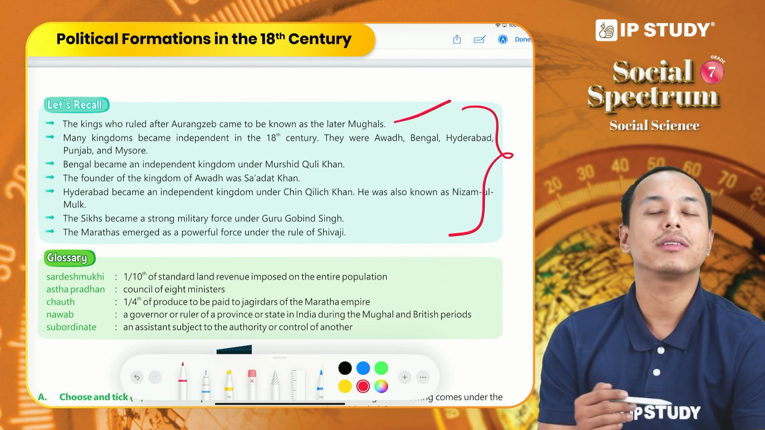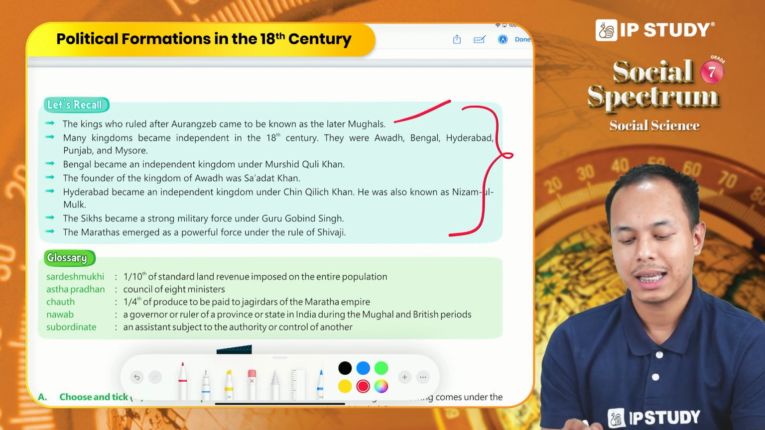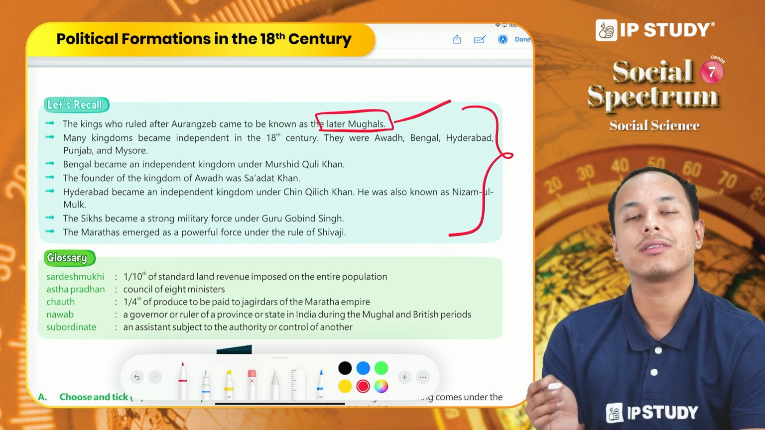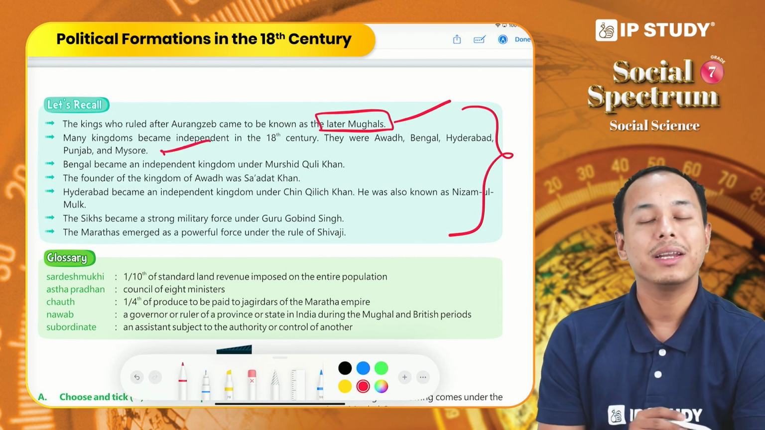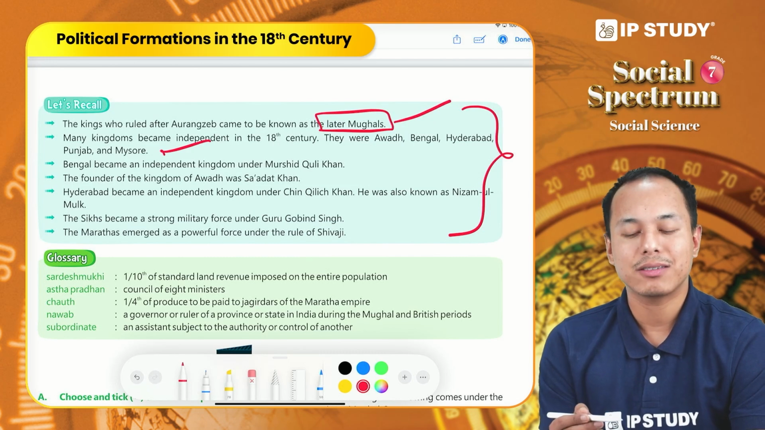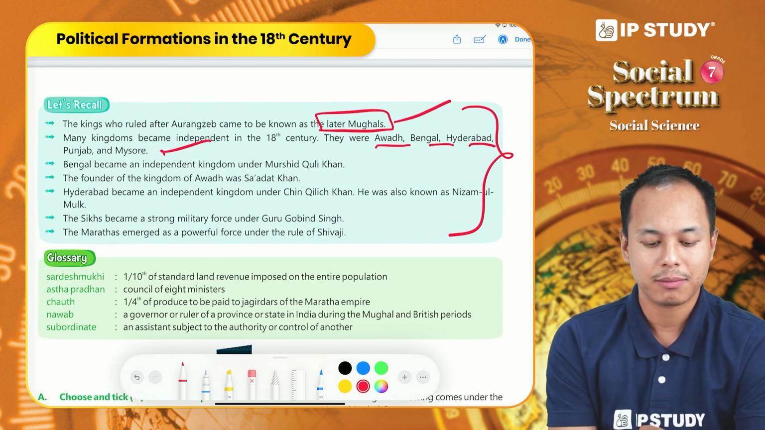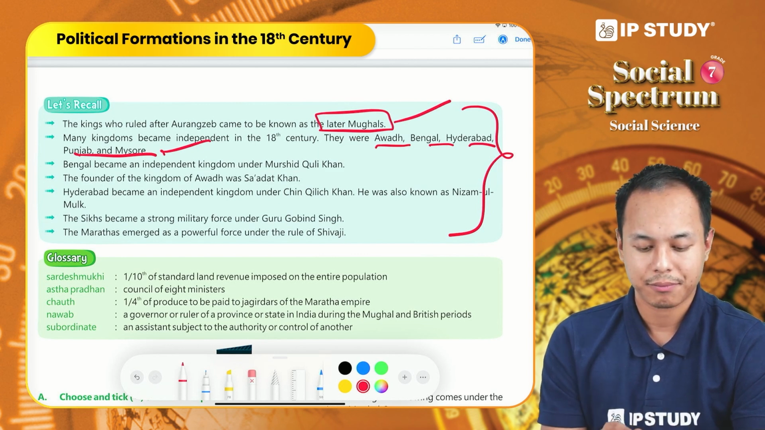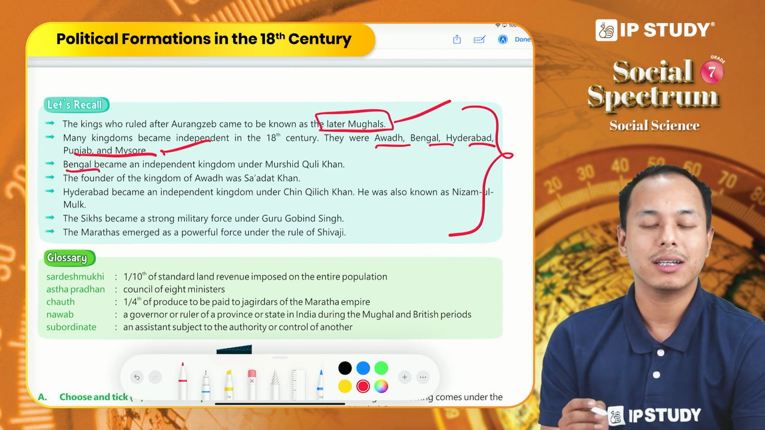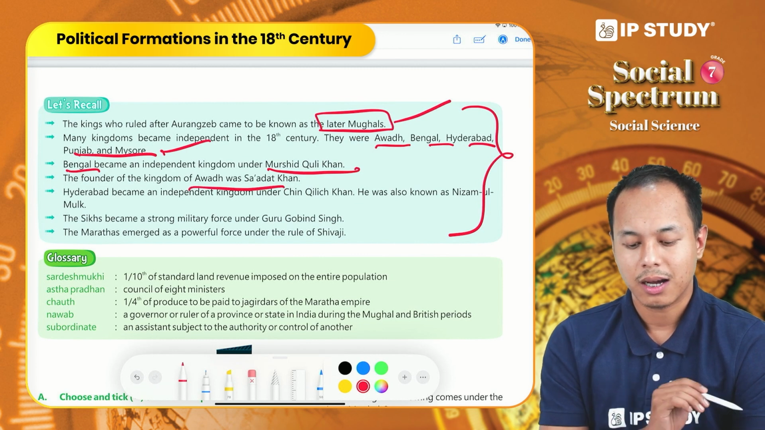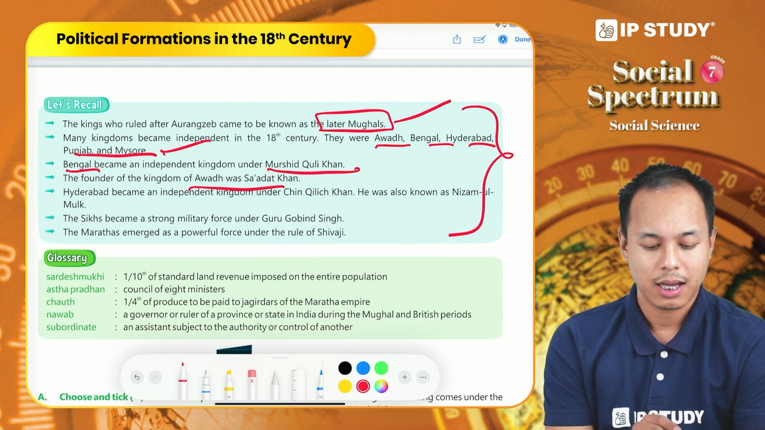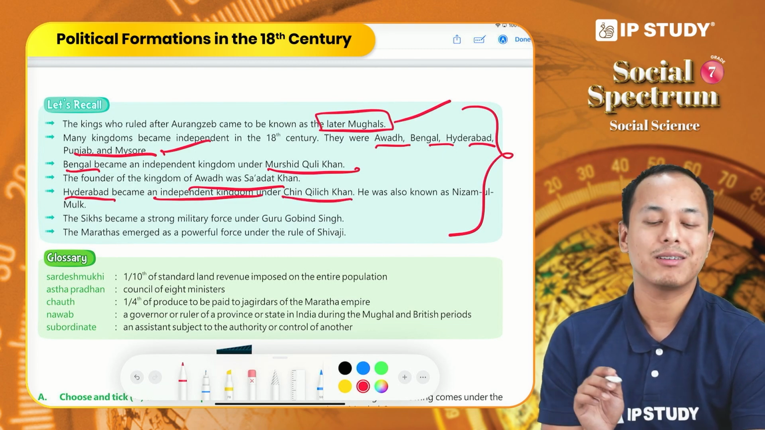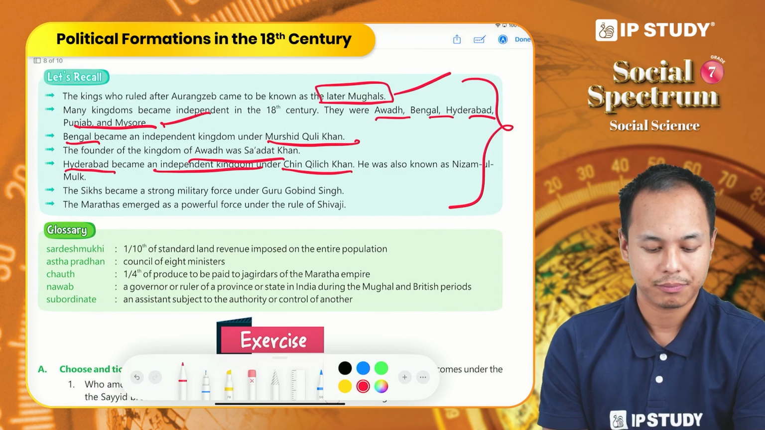The kings after Aurangzeb were all called later Mughals. After the death of Aurangzeb in 1707, all the rulers who came after him were called later Mughals. Many kingdoms became independent in the 18th century: Awadh, Bengal, Hyderabad, Punjab, Mysore, and this was at the same time the Mughal Empire was slowly declining. Bengal became an independent kingdom under Murshid Quli Khan. Awadh under Saadat Khan. Hyderabad became an independent kingdom under Chin Qilich Khan, who was also known as Nizam ul Mulk.